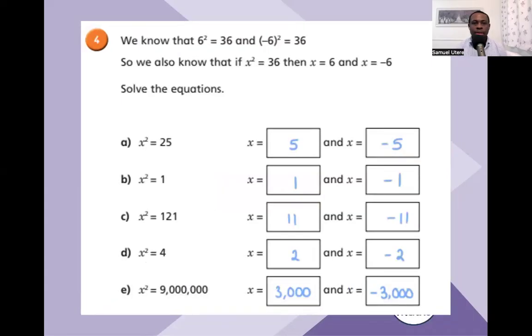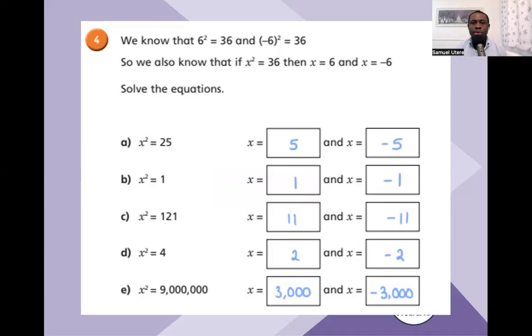You were asked, we know that 6 squared is equal to 36 and negative 6 squared is equal to 36. Now remember, negative 6 squared must be in a bracket for you to get 36, which is positive. So we also know that if x squared is equal to 36, then x is equal to 6 and x is equal to negative 6. So we're now required to solve the equations.